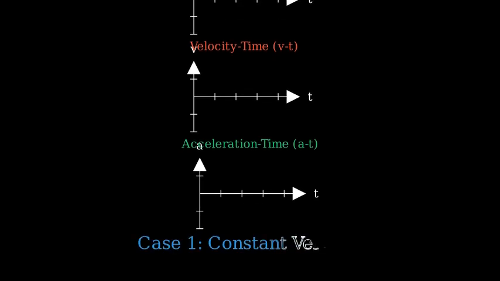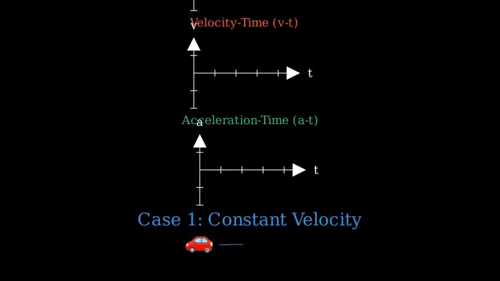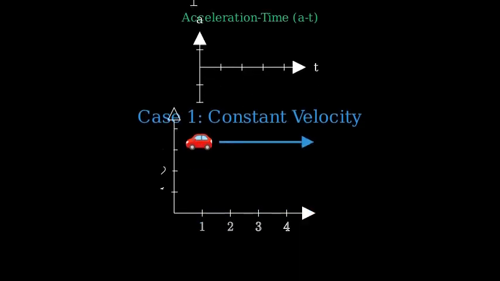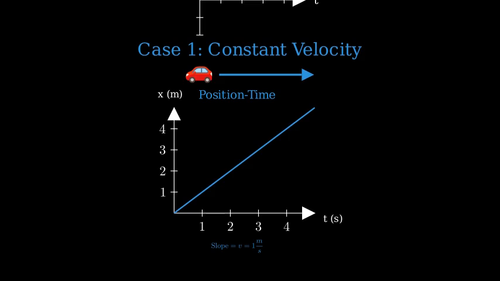Now, let's examine our first case, motion with constant velocity. When an object moves with constant velocity, it means it maintains the same speed and direction throughout its journey. Let's see how this appears in our three types of graphs. In the position-time graph, constant velocity appears as a straight line with a slope. The slope of this line equals the velocity.